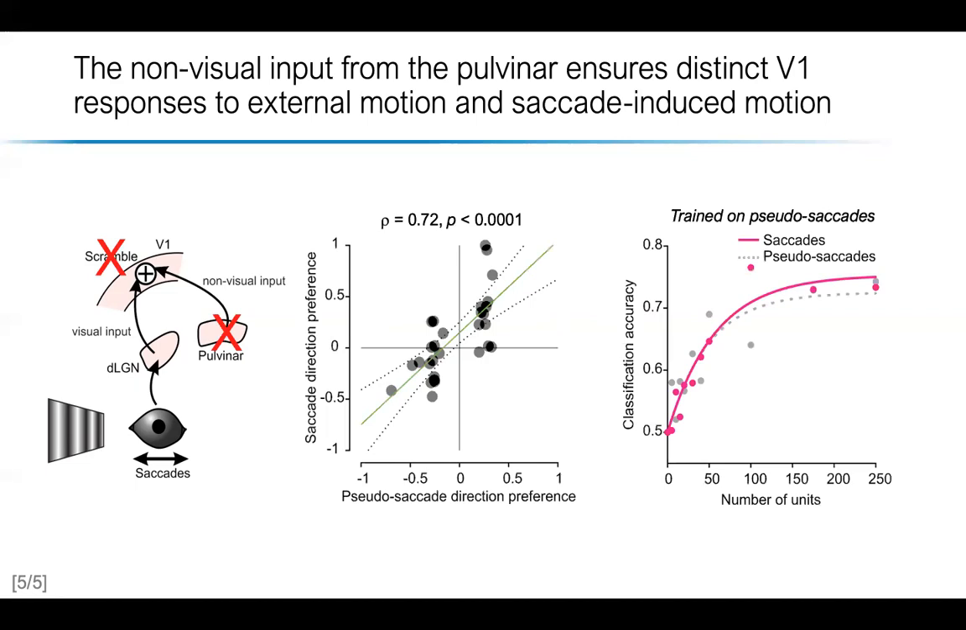Thus, our study shows that motion induced by saccades and the motion occurring in the external world induce distinct patterns of response in V1, and this differential response is due to the scrambling by non-visual input from the pulvinar. Furthermore, we propose that this scrambling may prevent the downstream from extracting information about motion on the retina induced by saccades. That's a quick summary of the story, and I hope you'll enjoy my poster.